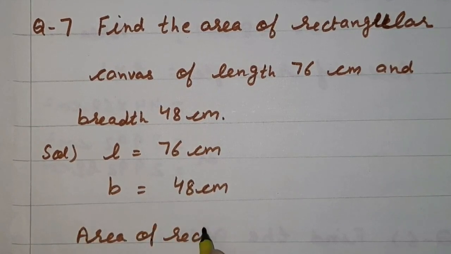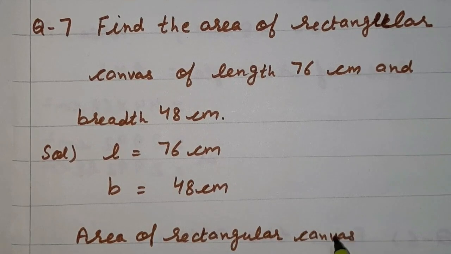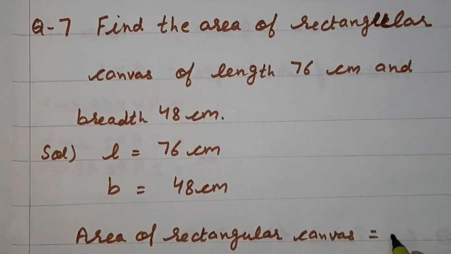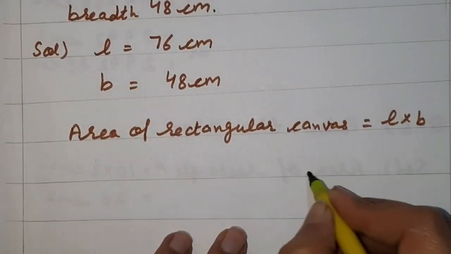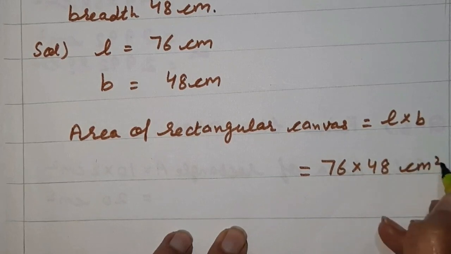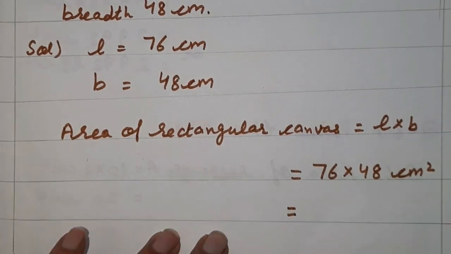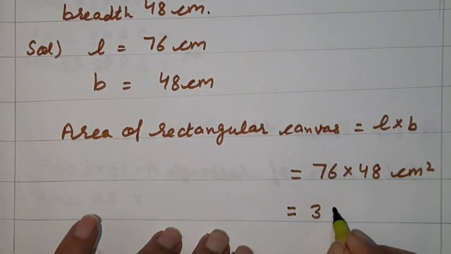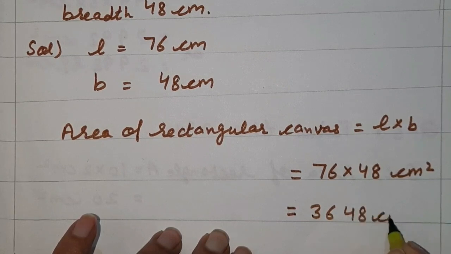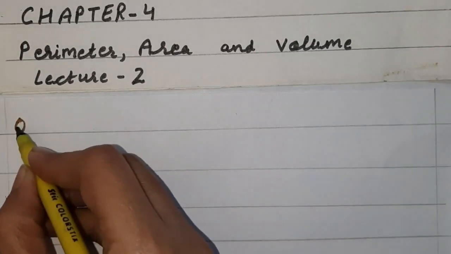Area of rectangular canvas is equal to length into breadth. Now we will multiply 76 multiply 48. Unit will be centimeter square. You can multiply this in rough column. It will be 3648 centimeter square.